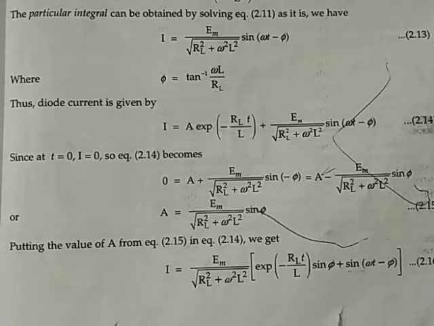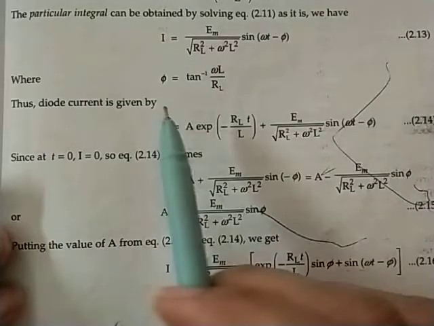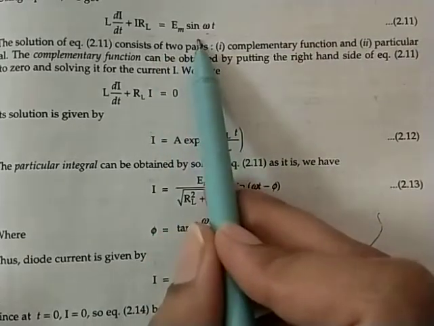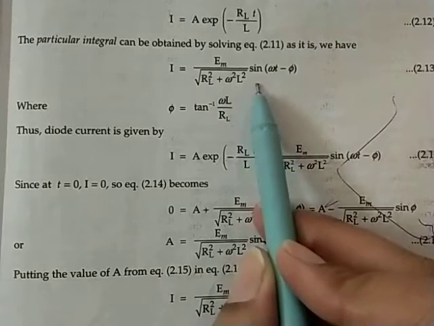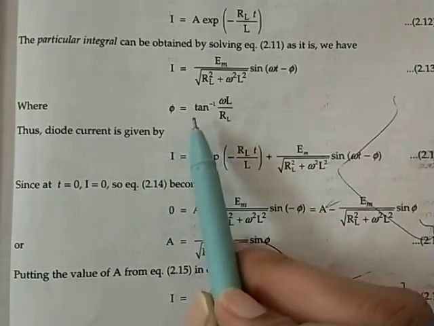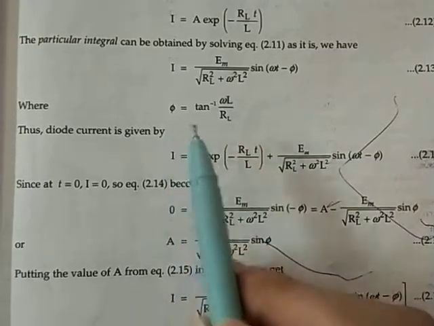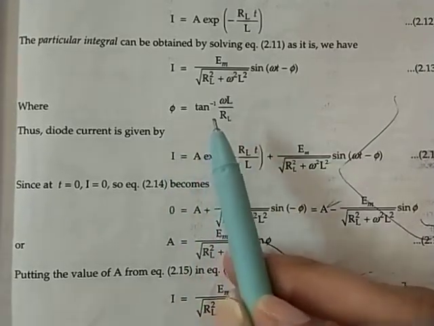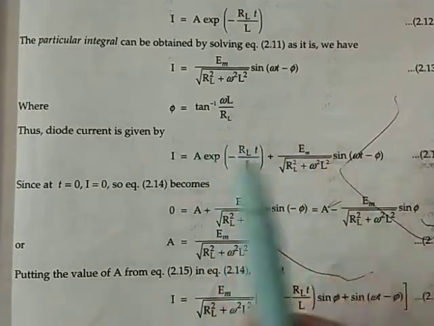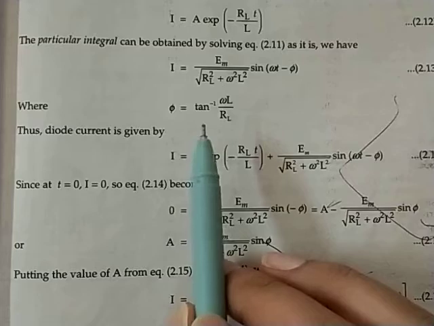Particular integral: we have earlier obtained the complementary function, and the particular integral could be obtained by using the complete equation, which was this equation, and this we have used to find the particular integral like this, where phi is the phase difference. Okay, so during conduction of the diodes, the current starts to grow, and it flows through the inductor and the resistance.